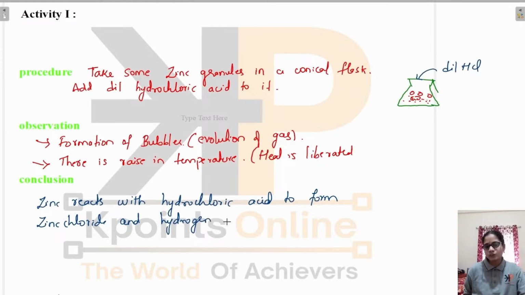How do you say that hydrogen gas has been produced here? By doing a pop test. When there is an evolution of gas here, we have to bring a burning candle near it. Then what happens? The gas burns with a pop sound. If it is hydrogen, it indicates that the liberated gas is hydrogen. Here these are the two changes that we have observed while a chemical reaction is taking place. That is, there is an evolution of gas and heat is liberated, which indicates that a chemical reaction has taken place.